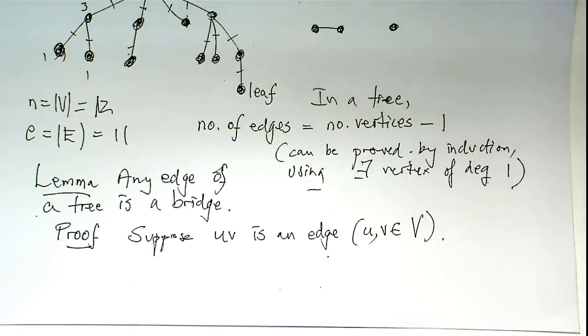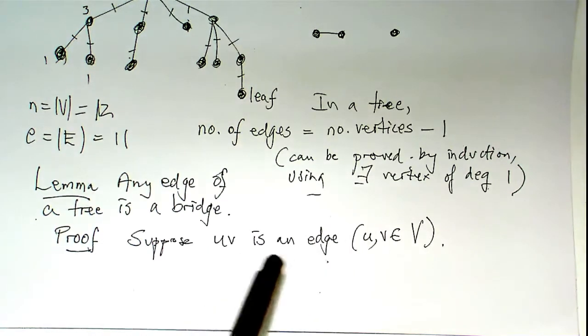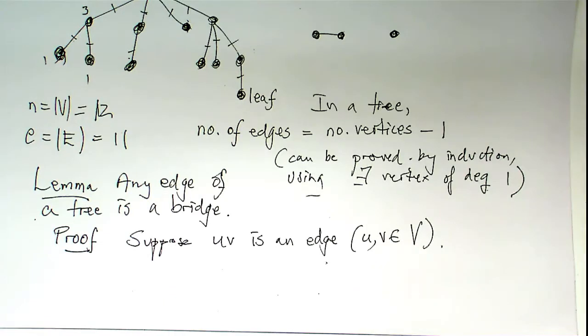Notice the tree can't have multiple edges. It has to be simple because we've got no cycles. As soon as you have multiple edges or loops, you have a cycle. So that's excluded. So the tree has to be simple. So if there is an edge between two vertices, it's unique. So this notation is okay because there can't be more than one edge between two vertices.